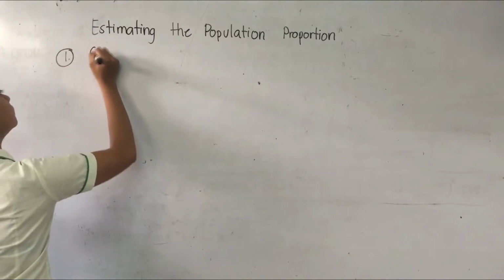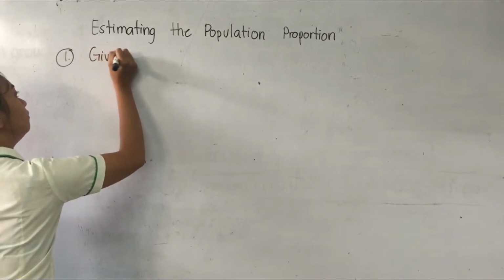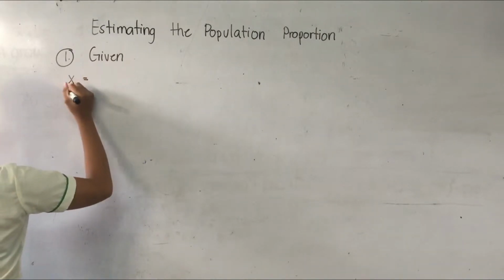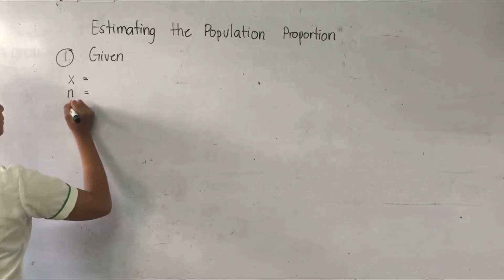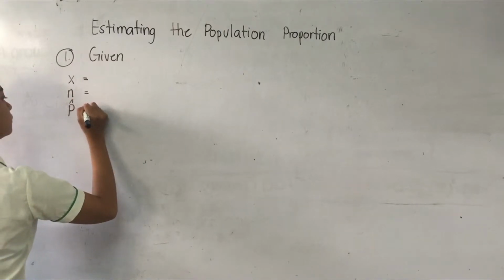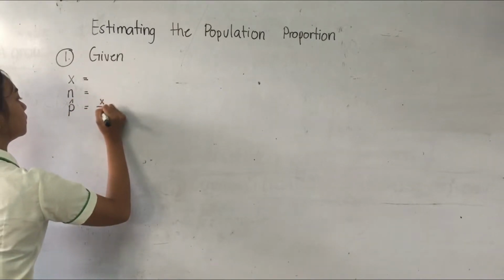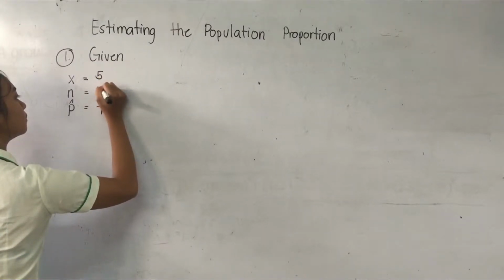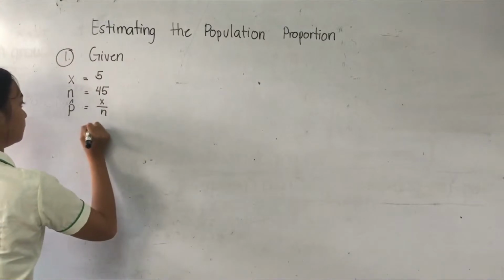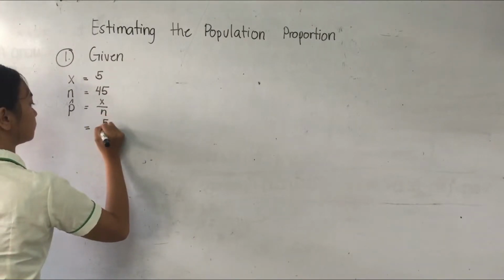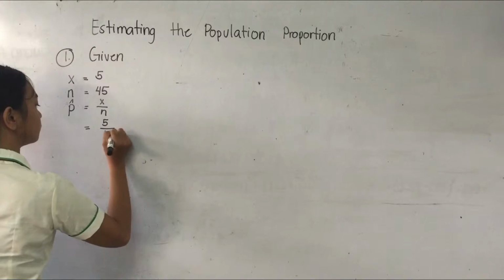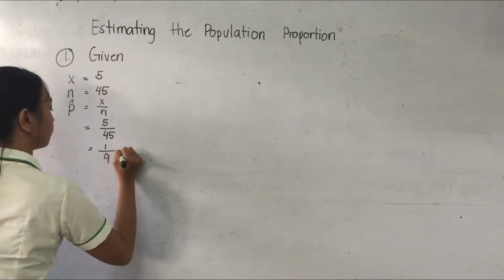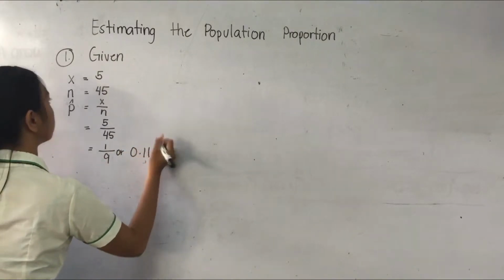First, let's write down what we know. Our x here is the number of favorable observations, n is the sample size, and our sample proportion p hat is equal to x over n. Our x here is 5, n is 45, and our p hat is 5 over 45, or 1 over 9, or 0.11.